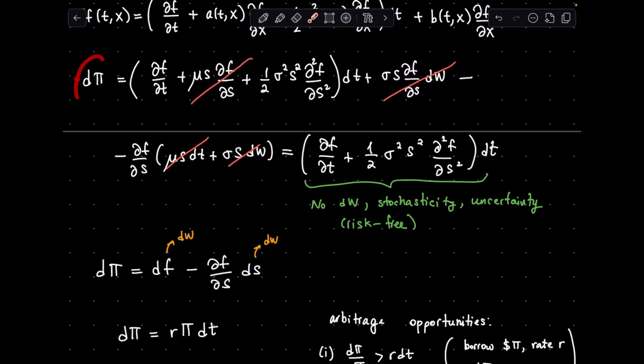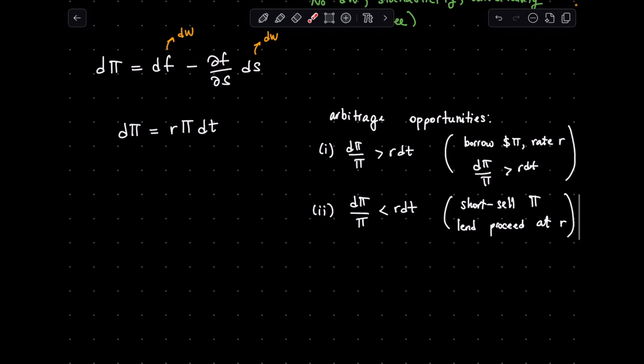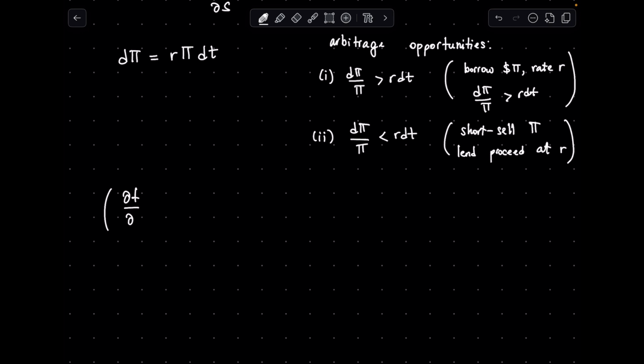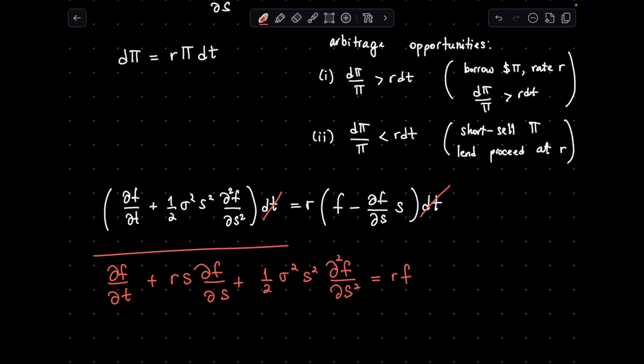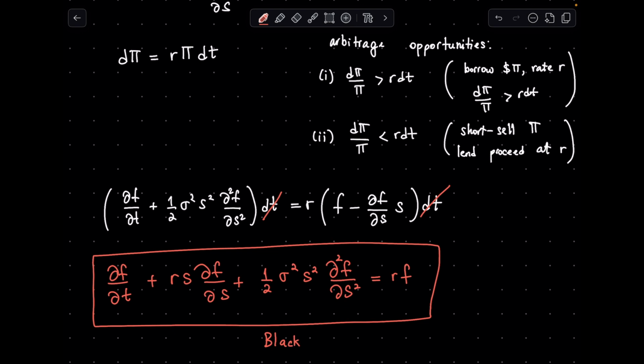Okay, so now we just substitute the dP and P into this equation. The dts will cancel out and we get this equation. This is known as the Black-Scholes-Merton equation for pricing options.